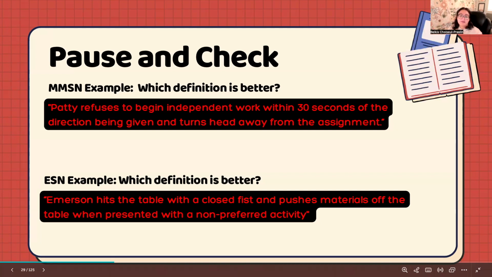When we define behaviors, we are not just checking a box. We are setting ourselves and our students up for more effective interventions and real progress. Instead of getting frustrated and saying, nothing I've tried is working, maybe the thing that you've been trying is not actually directly attacking the behavior you're trying to fix.